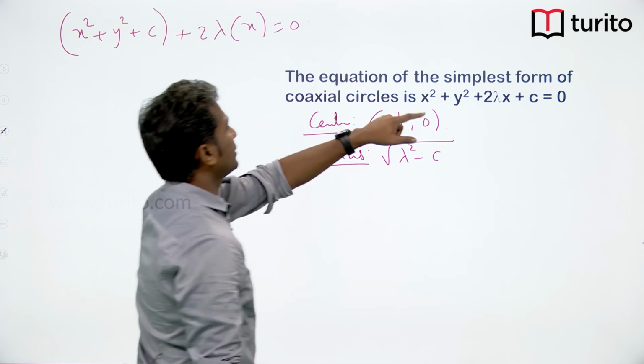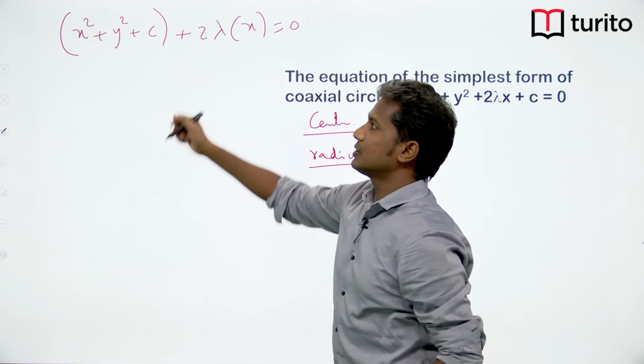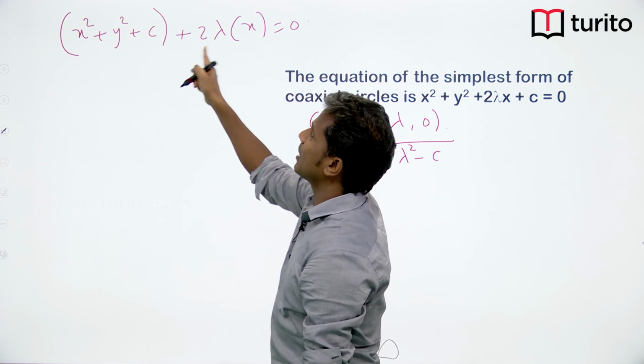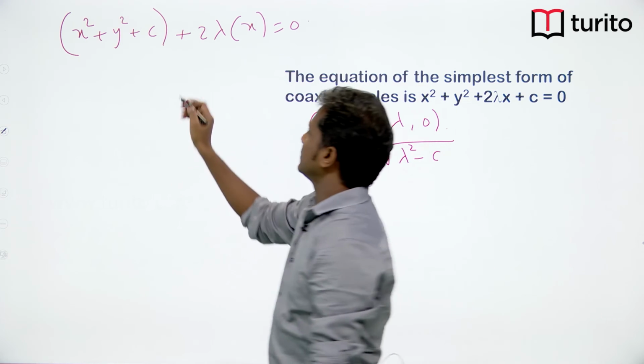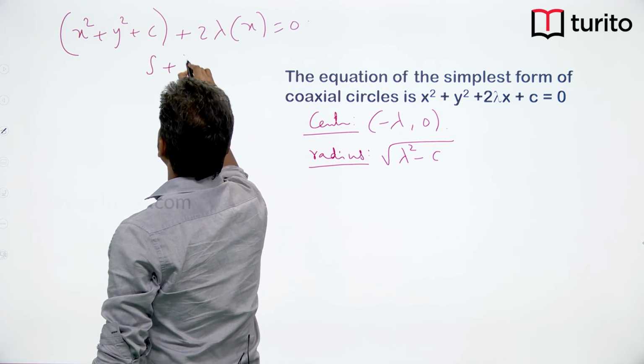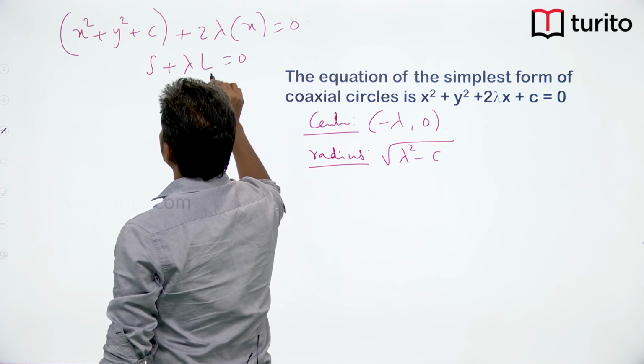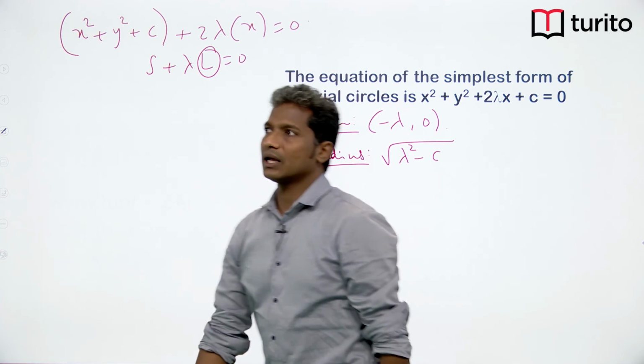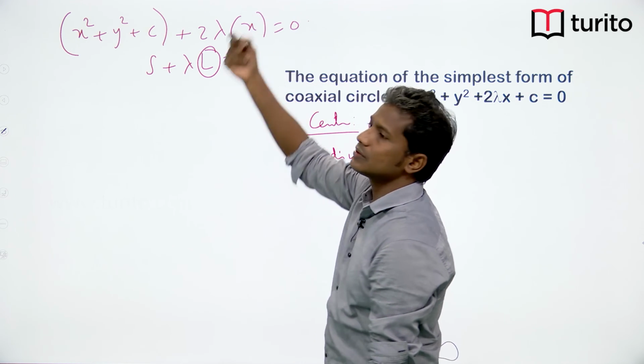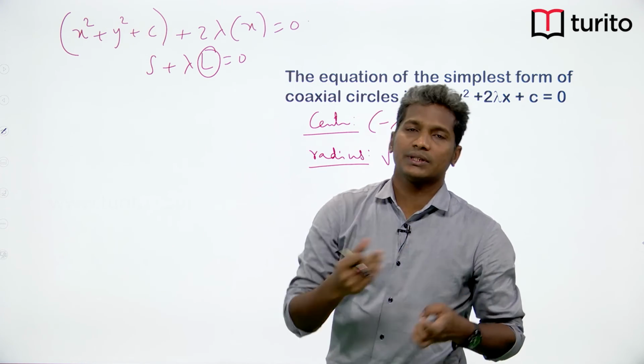By converting the equation into this form, we are also converting this into s plus lambda L equal to 0 form. This looks like s plus lambda L equal to 0 form, where L will give us the radical axis, which is same as x equal to 0, which also supported our system.